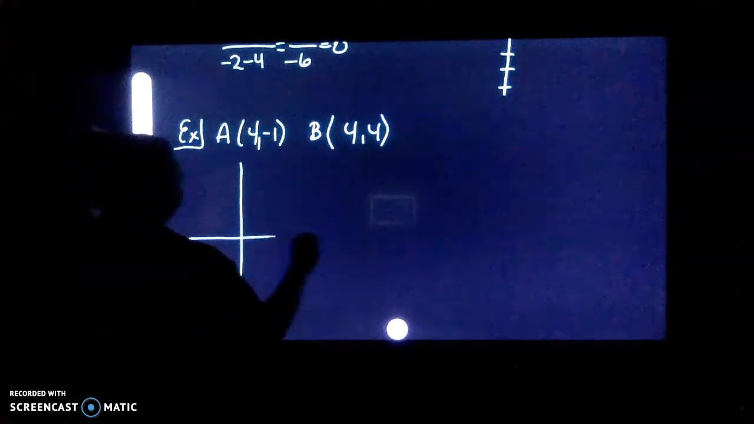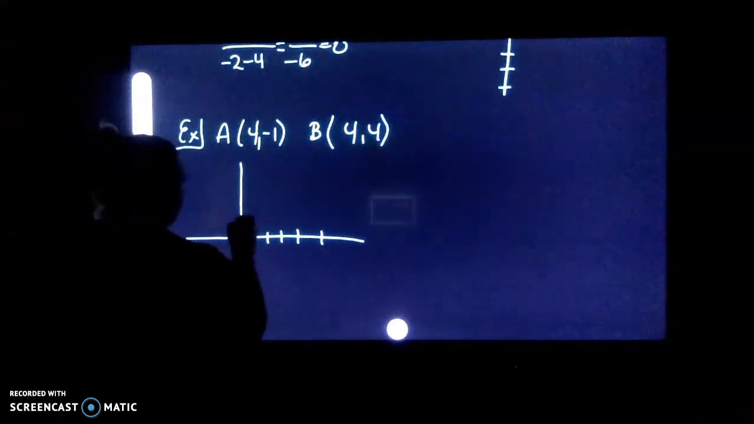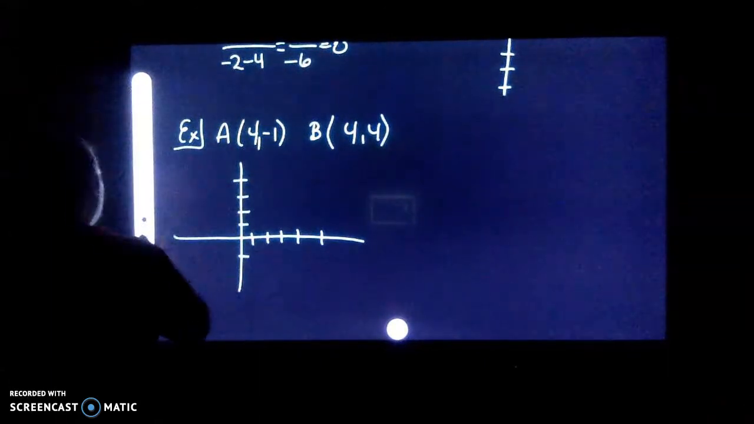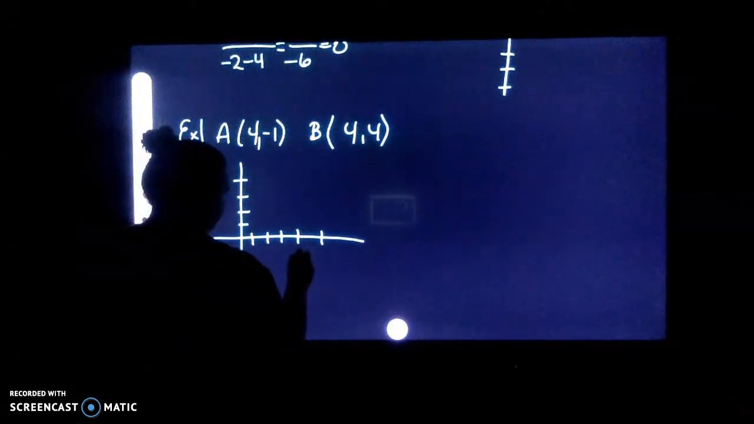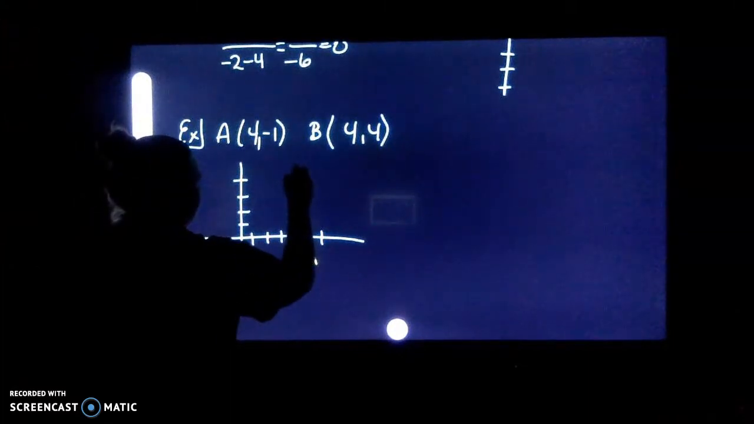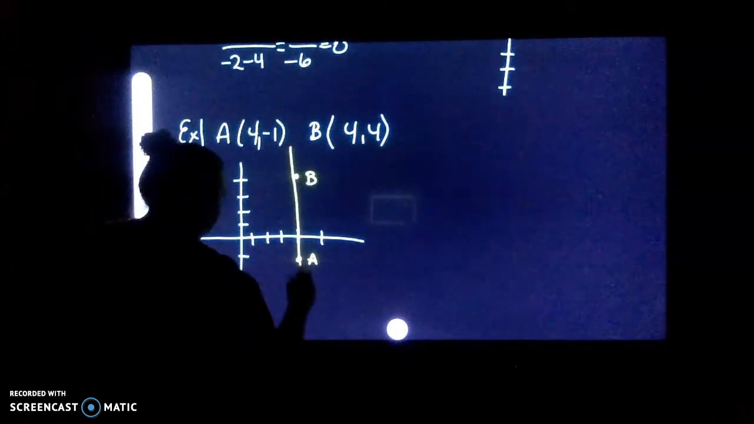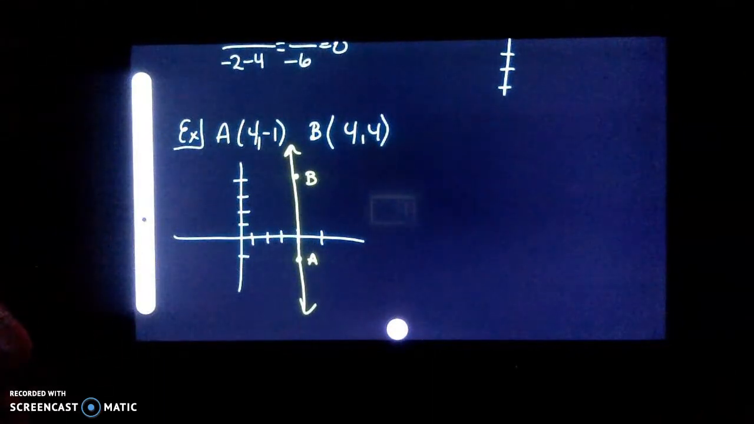Let's prove it. I go ahead and I plot point A, which is (4, -1). And then I plot point B, which is (4, 4). And I draw my line that connects them, and sure enough, it's a vertical line. It's a little crooked because I'm not perfect, but it is what it is.